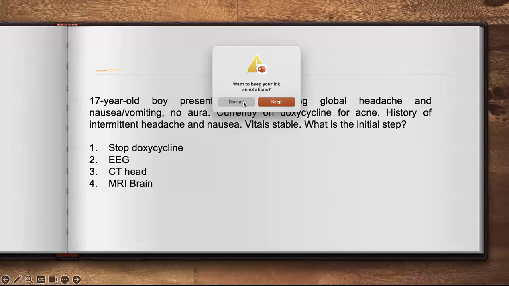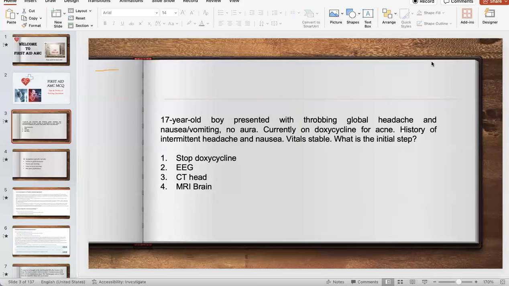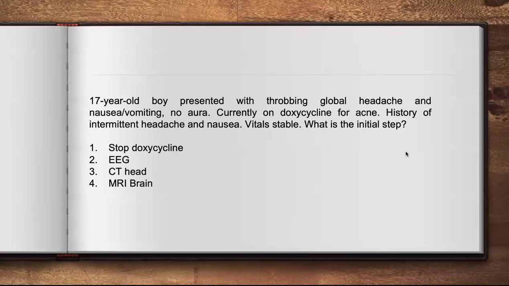All right. So this is your first question. So we've got a 17-year-old boy. This is a very new topic that came in the exam. We have a patient who is a 17-year-old boy presented with throbbing global headache and nausea, vomiting, no aura. Currently on doxycycline for acne, history of intermittent headache and nausea. His vitals are stable. What is going to be your initial step?